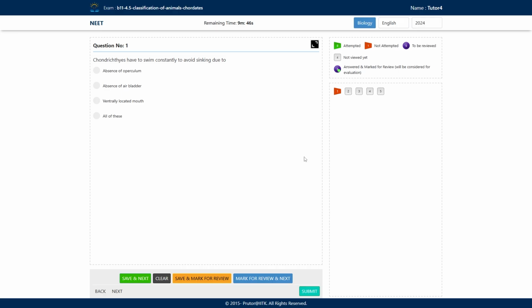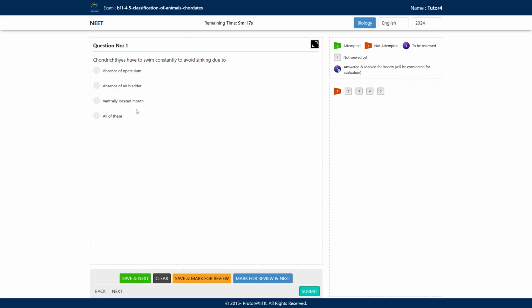So we are having our DPP today. So let us see the first question here. Chondrichthyes have to swim constantly to avoid sinking due to. You can give your answers in the chat box. Okay. So options are A, absence of operculum, B, absence of air bladder, C, ventrally located mouth, D, all of these.